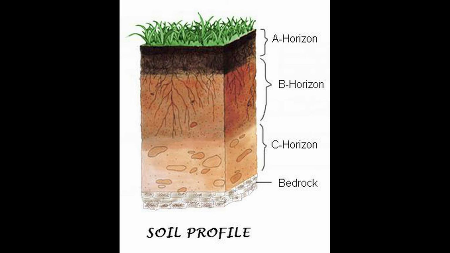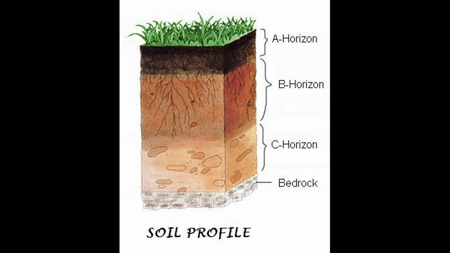A horizon, which contains more humus, is more fertile, and the second one is B horizon, which will be a little more hard and have less humus, and below that is C horizon, and last is bedrock. So when we are coming from A to C and bedrock, the soil will become more and more hard, and the nutrients, the fertility, will decrease when we come from the topsoil to the bedrock. So this is the soil profile.